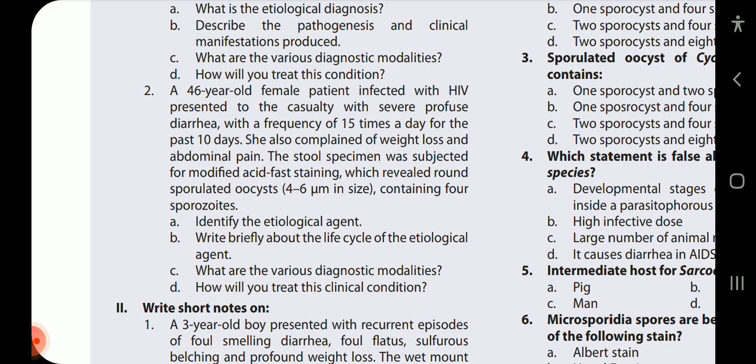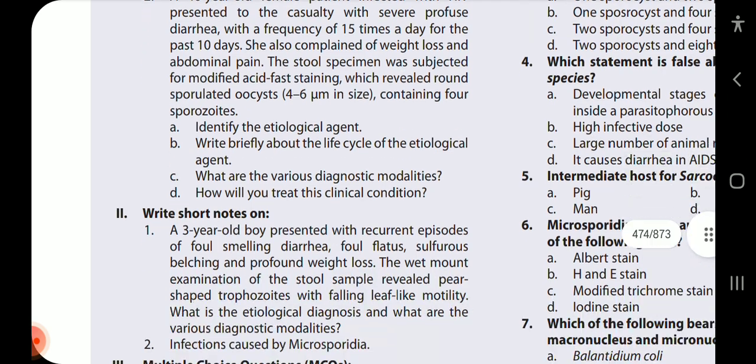A 46-year-old female patient infected with HIV presented to casualty with severe profuse diarrhea with a frequency of 15 times a day for the past 10 days. She also complained of weight loss and abdominal pain. The stool specimen was subjected to modified acid-fast staining, which revealed round sporulated oocysts 4 to 6 micrometer in size, containing 4 sporozoites each. This is a case of Cryptosporidium. Etiological agent, life cycle, diagnostic modalities, and clinical conditions we can write.